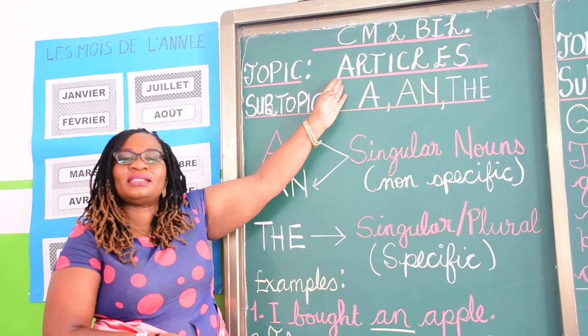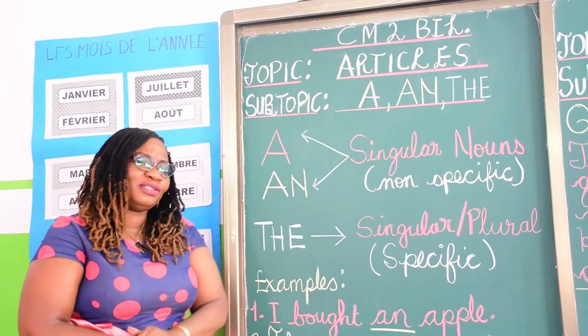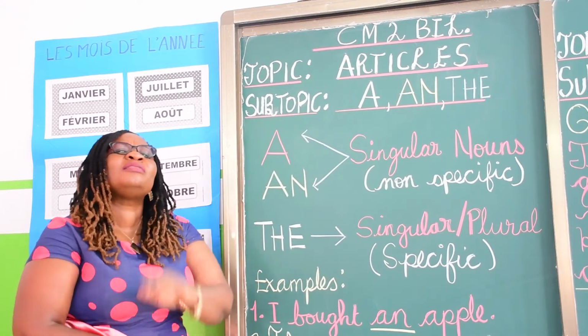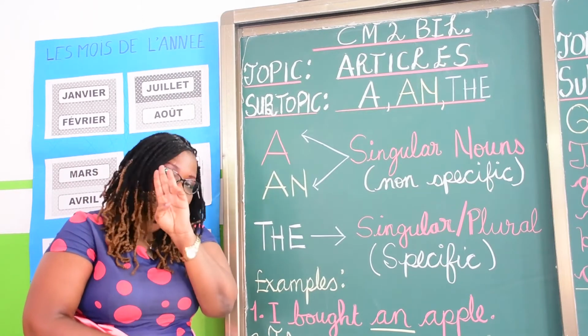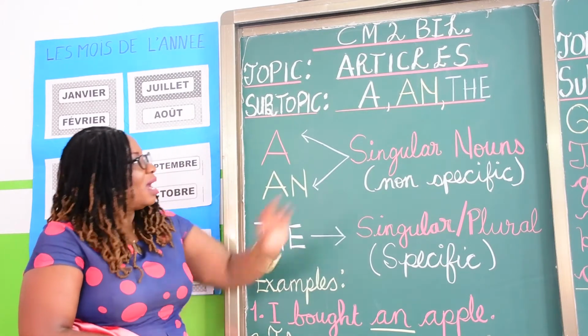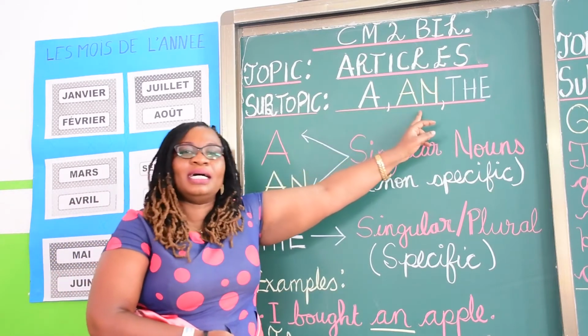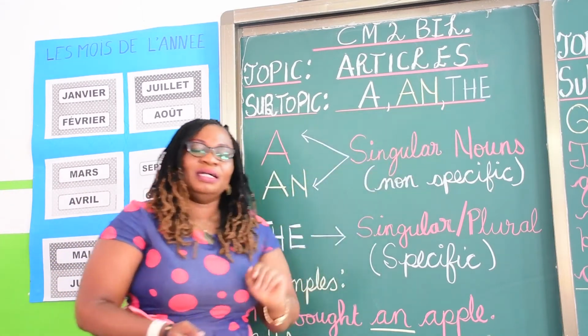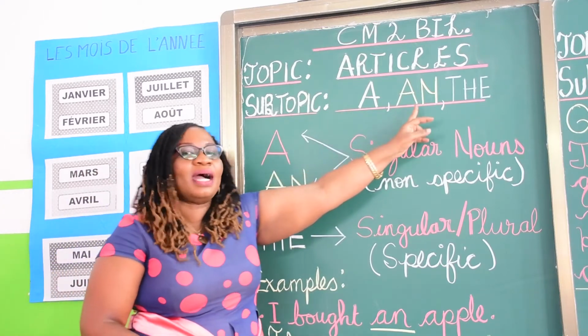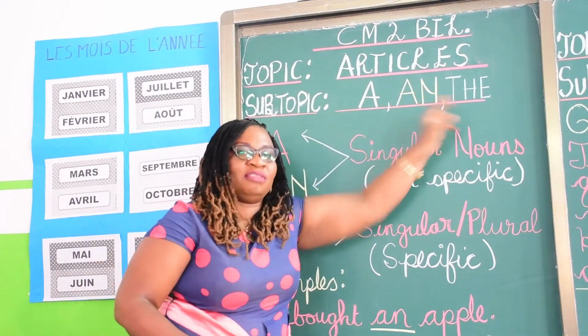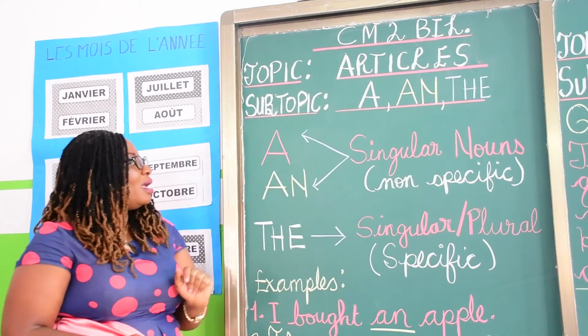And you know what we're going to do? We're going to learn about the three brothers. The three brothers in articles. They are a, an, and the. The three brothers in articles are a, an, and the. Let's start with a and an.